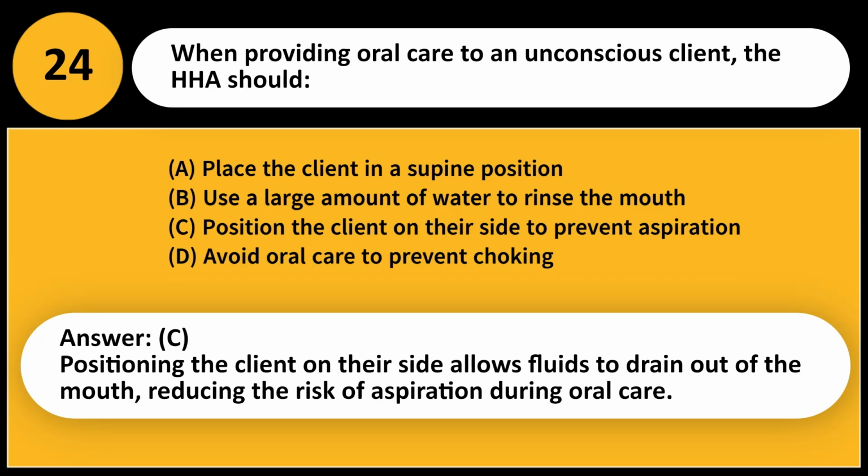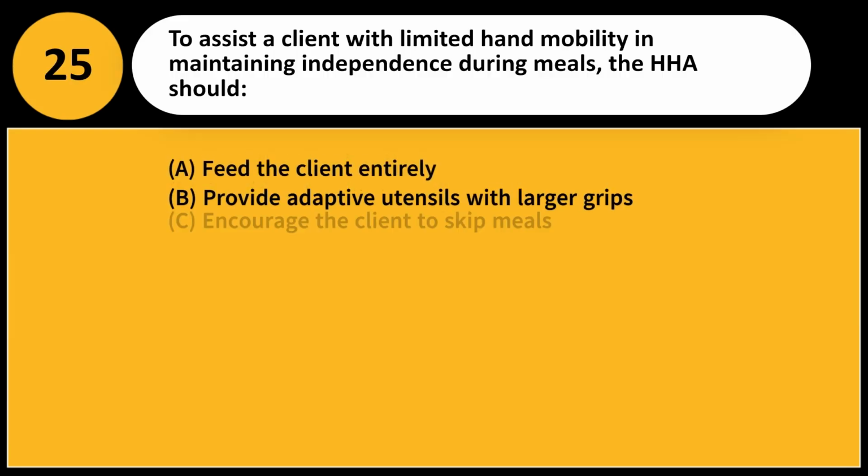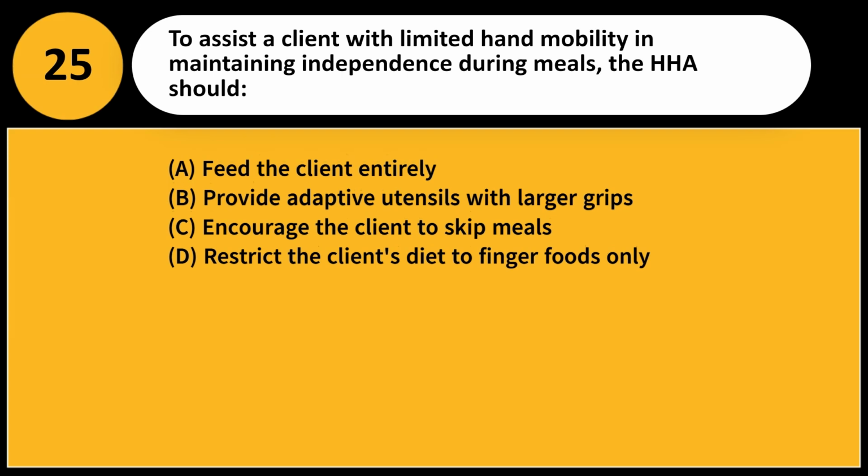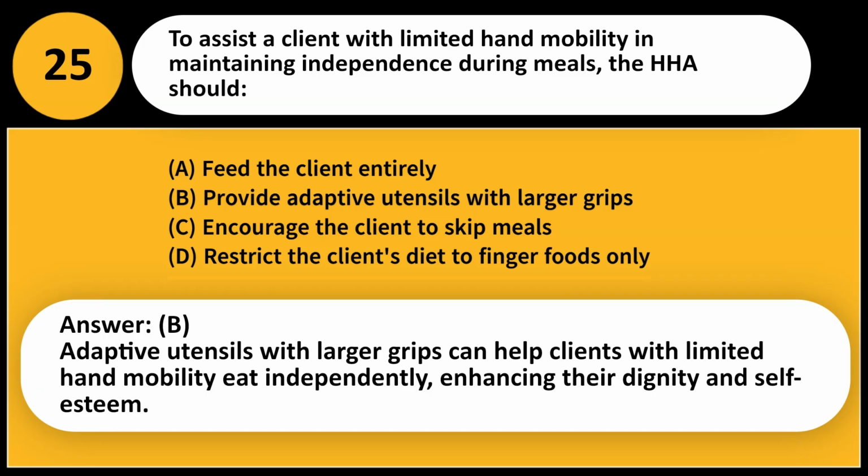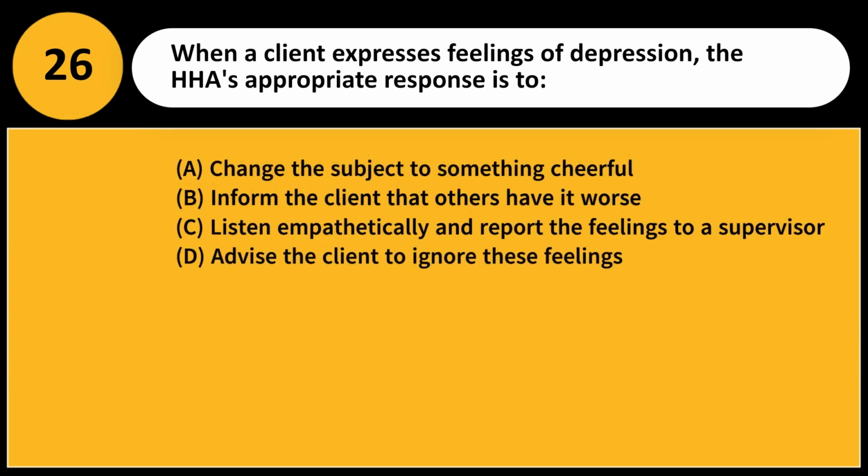aspiration during oral care. To assist a client with limited hand mobility in maintaining independence during meals, the HHA should A. Feed the client entirely. B. Provide adaptive utensils with larger grips. C. Encourage the client to skip meals. D. Restrict the client's diet to finger foods only. Answer: B. Adaptive utensils with larger grips can help clients with limited hand mobility eat independently, enhancing their dignity and self-esteem.